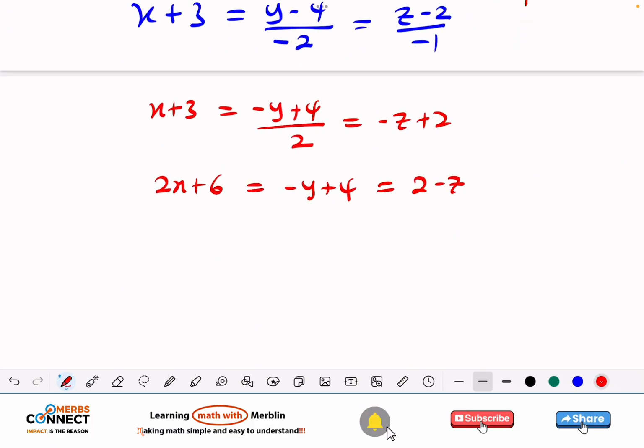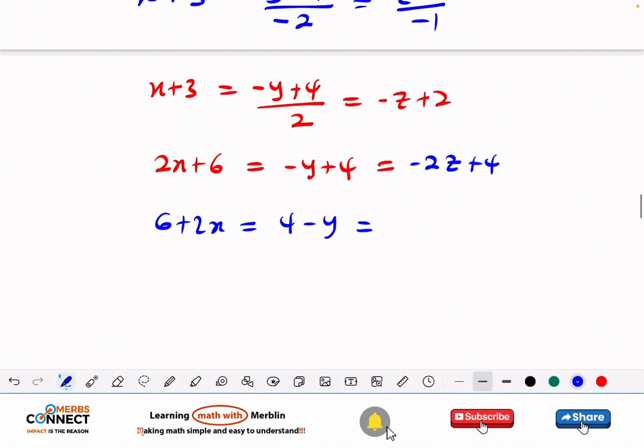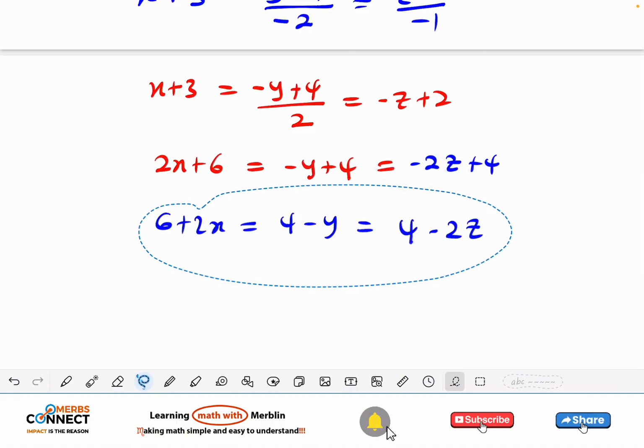Is that right? Yes. So I can rewrite this one as, let me say, 6 plus 2x, which is equal to 4 minus y, which is equal to 2. Oh, I should multiply this one through by 2, right? Because I'm doing by 2. So this one should be minus 2z plus 4. So that now I can write this one as 4 minus 2z.